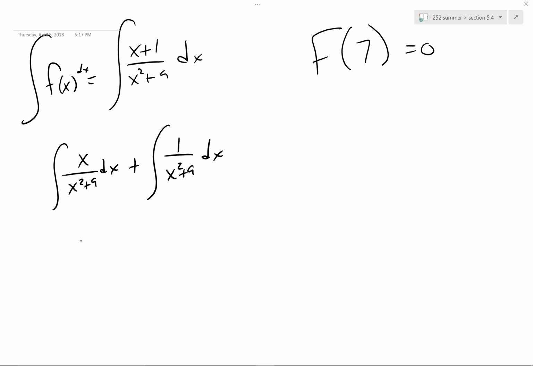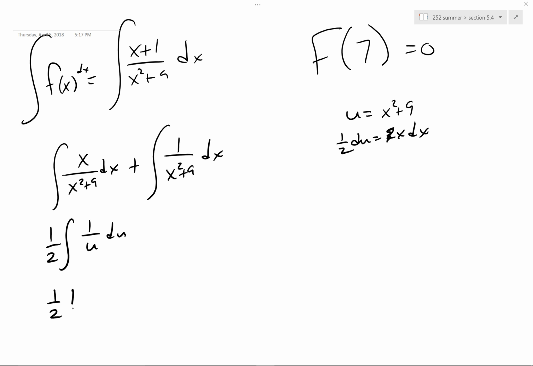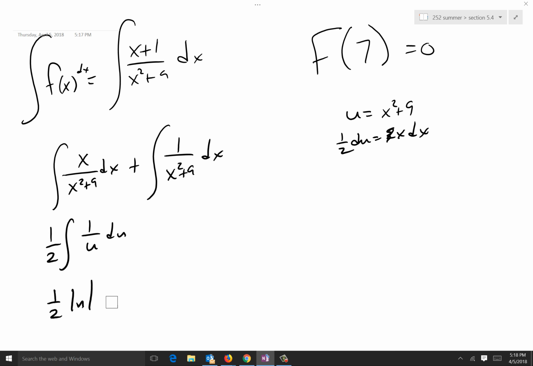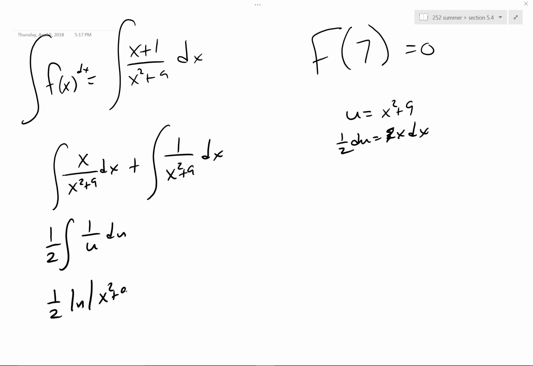This one here is use U substitution for that guy, yes? So du would be 2x dx. So you usually have a half of a du, yeah? So you'd have a half, and then it'd be 1 over u du, which is going to be a half of an ln of u, but u is x squared plus 9. Plus, you may remember this fella.